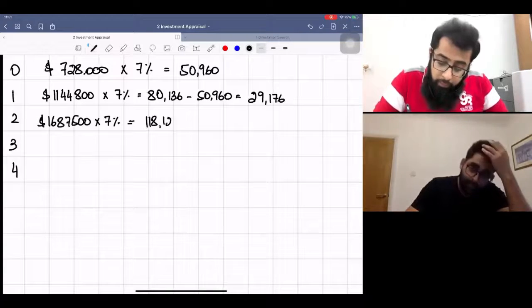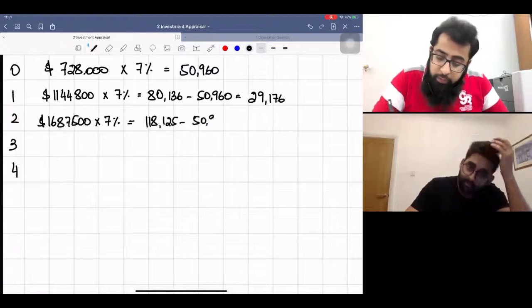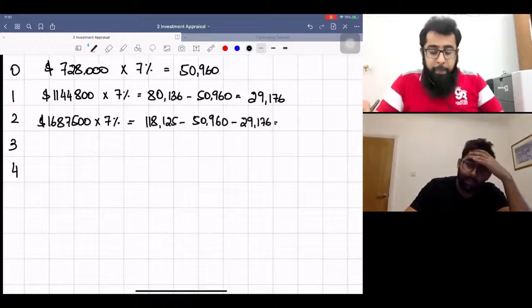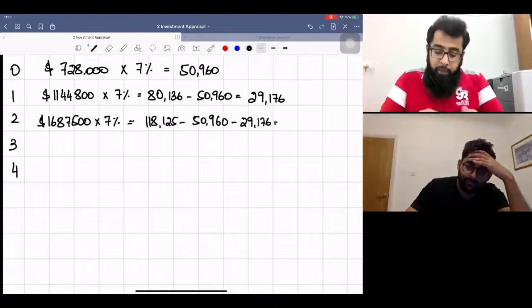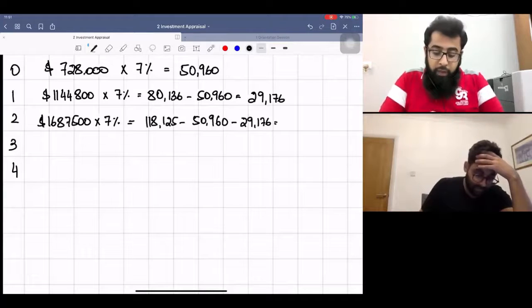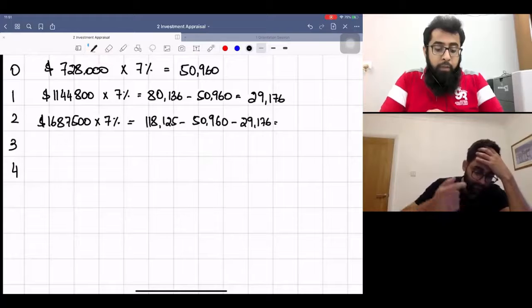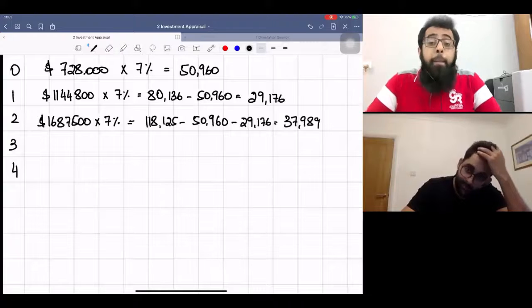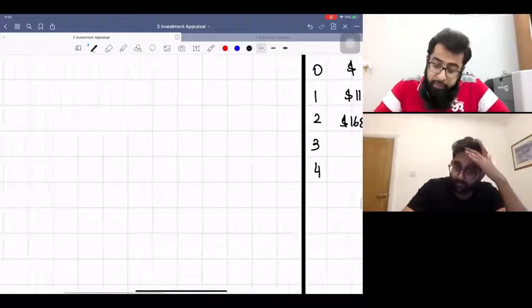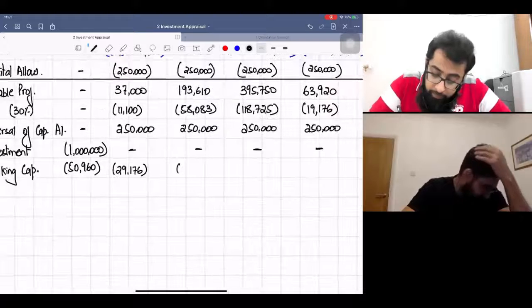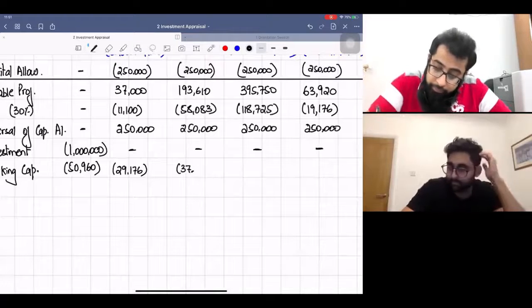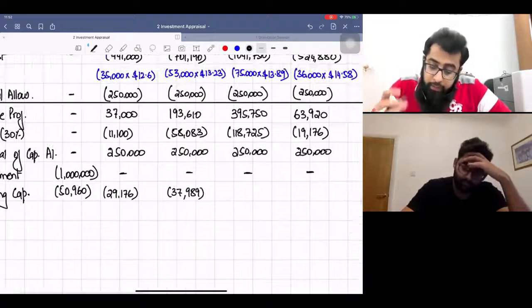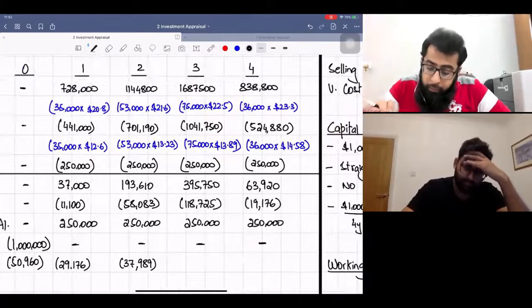Now 50960 was invested in year 0, and then we invested 29176. Minus 8136. Okay, how much? Minus 50960 minus 29176. So it's 37989. Then 838,800.